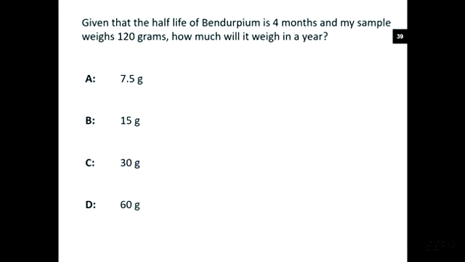What about this one? Benderpium has a half-life of only 4 months, and my sample weighs 120 grams.